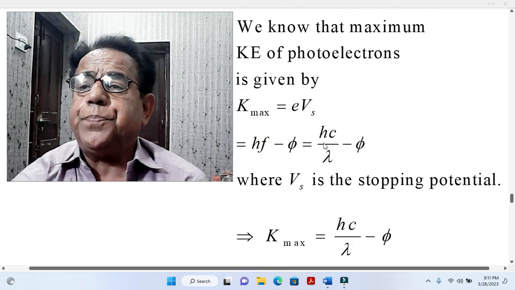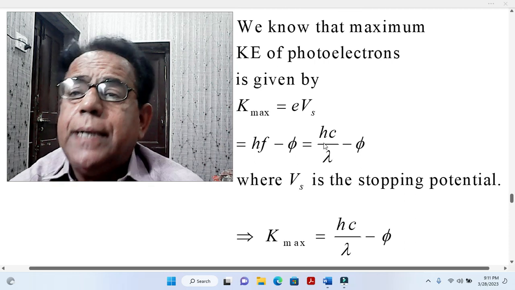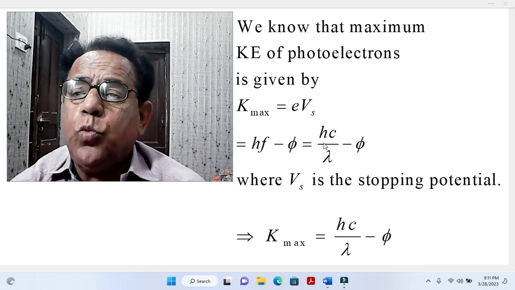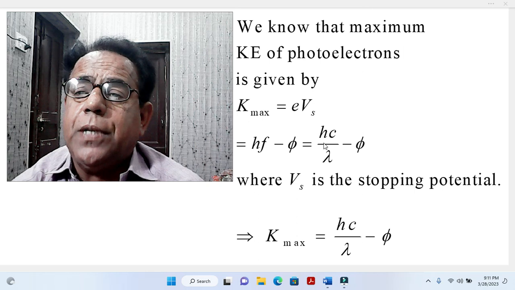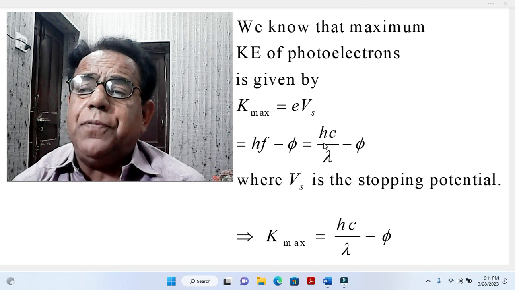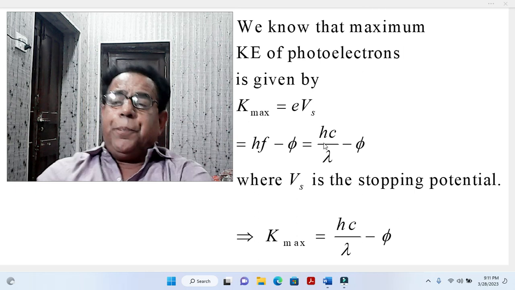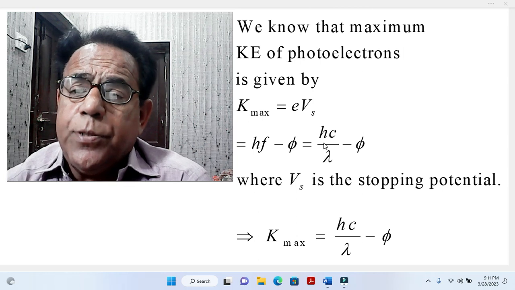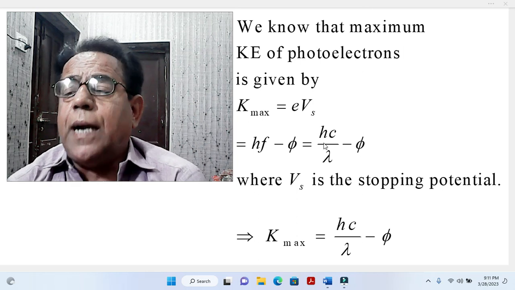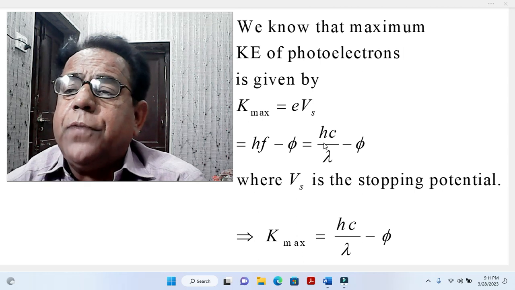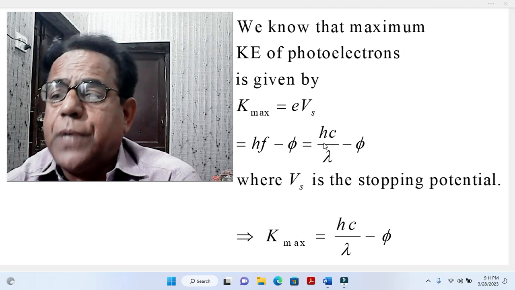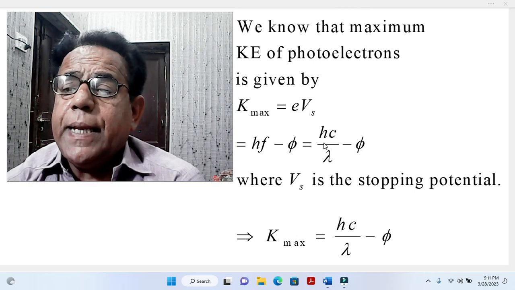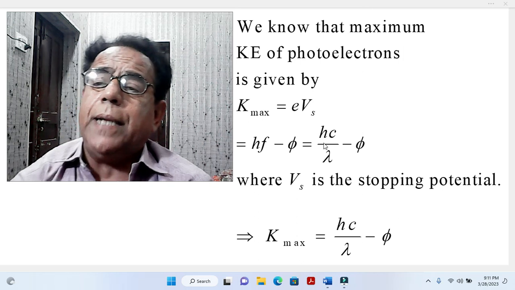Now we know that the maximum kinetic energy of photoelectrons is given by K max equal to e times Vs, the stopping potential Vs. This again by definition is equal to hf minus phi, the work function: Planck's constant times frequency minus work function phi. This alternatively becomes hc over wavelength lambda minus work function phi, where Vs is the stopping potential. This implies that K max is equal to hc over lambda minus phi.